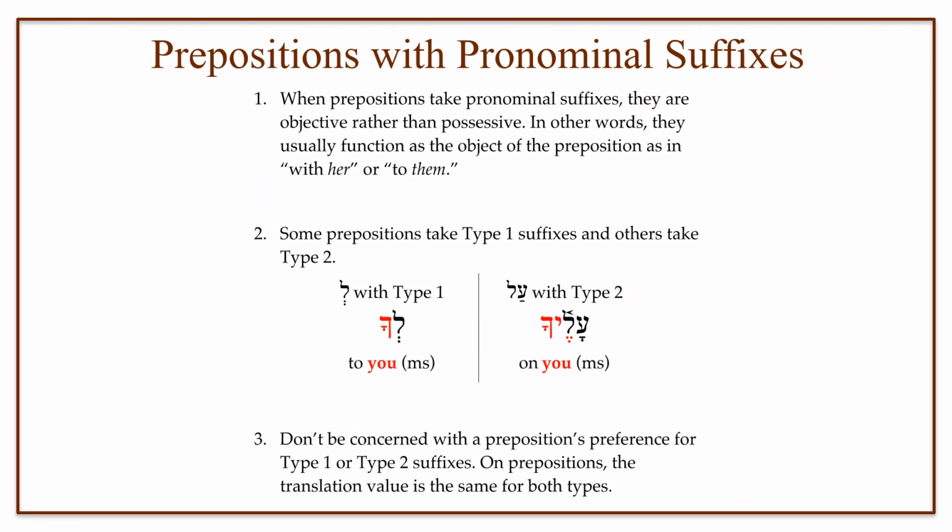All right, so moving on to prepositions with pronominal suffixes. When the prepositions take the pronominal suffix, they're objective, as we said before, not possessive. So they usually function as the object of the preposition, like with her or to them. Some take type 1, some take type 2, and you don't really need to worry about why that is, because you're not trying to compose Hebrew for this course, you're just trying to recognize what they are. So you don't need to worry about which ones take which type.